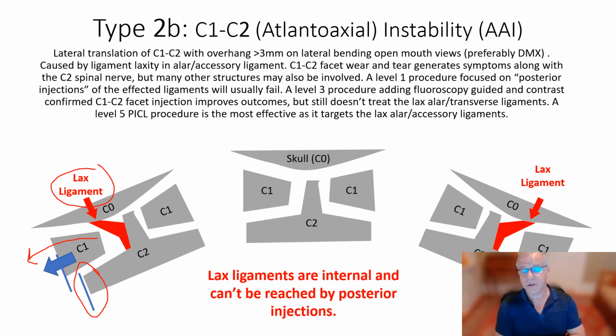And again, you can try to do posterior prolo on these all day long. Maybe you'll get a little bit of response here and there, but it generally doesn't work because you're not getting this internal alar ligament. The only way to do that would be a level 5 PICL procedure from the front. Now, if you inject the C1, C2 facet, which is a level 3 procedure, you can get someone to feel a little bit better for a while because the facet joint's generally beat up, but you're not going to change this overhang motion without getting the alar accessory ligament directly injected, which is something like that level 5 PICL procedure.